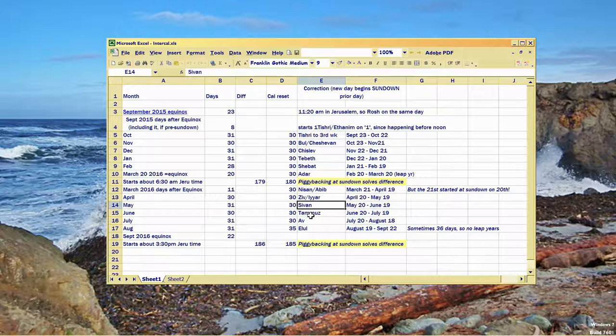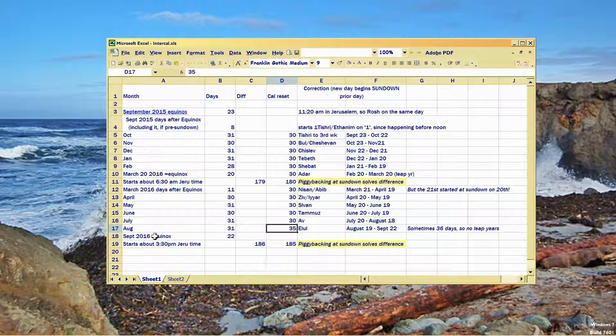Okay, Tammuz. That's actually a Babylonian name, but nobody changed it. Av means father. A-B is the spelling, but you pronounce the B softly. That goes to August 18. And then Elul is when you do the intercalation. 35 days, sometimes 36 days, depending on when the equinox occurs.